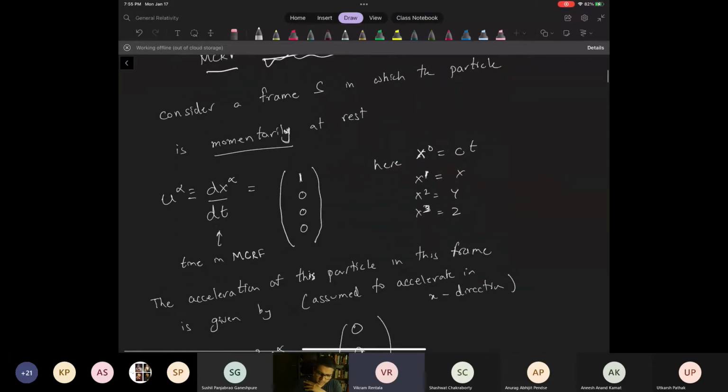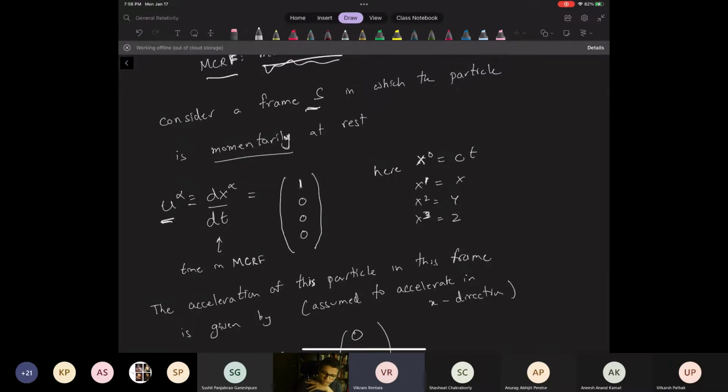So in this momentarily co-moving rest frame, let's pick some instant of time, and at that instant we want to know the four-velocity of the particle in that frame, and the four-acceleration of the particle in that frame. So we switch to frame S, which is momentarily co-moving, and we have coordinates x0, x1, x2, x3, where x0 is ct, x1 is x, x2 is y, x3 is z.